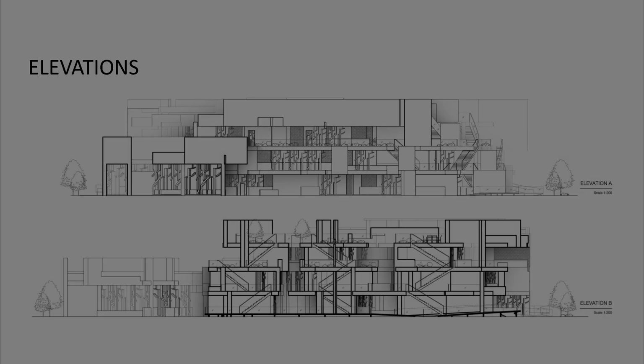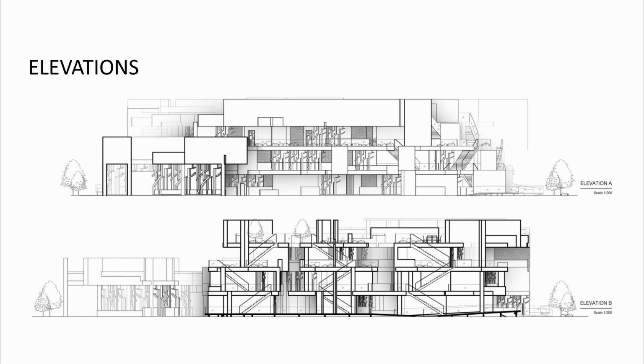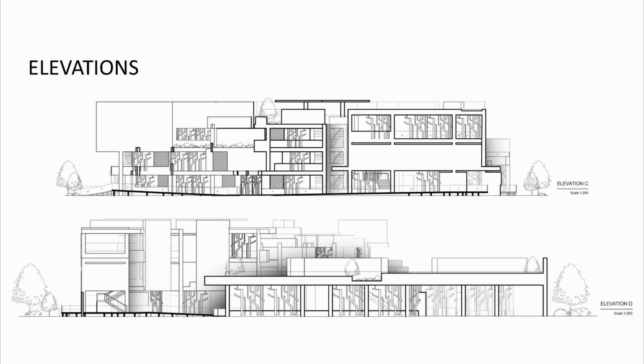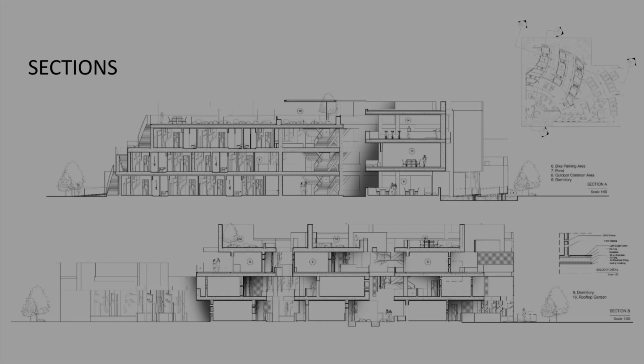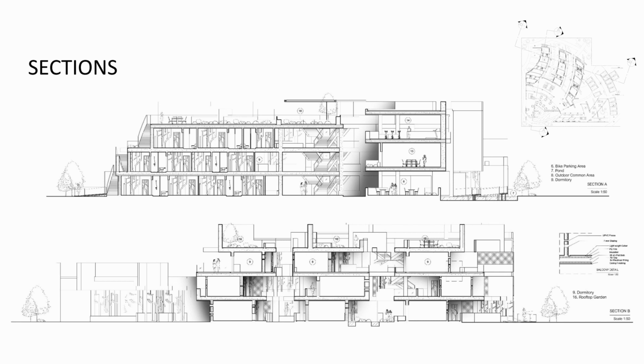The elevations show the exterior of the building from four directions: front, left, right, and back. It explains how each floor was stacked together. Section drawings show the flow of the space and how users interact with each place. It also shows the voids on the walls to represent the ventilation system occurring within the room.